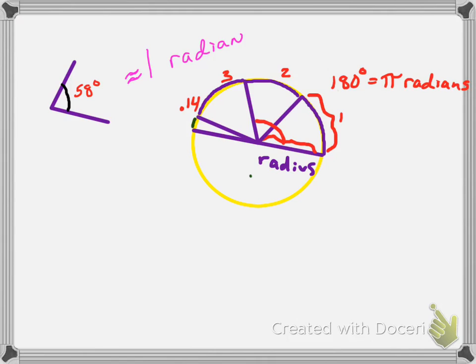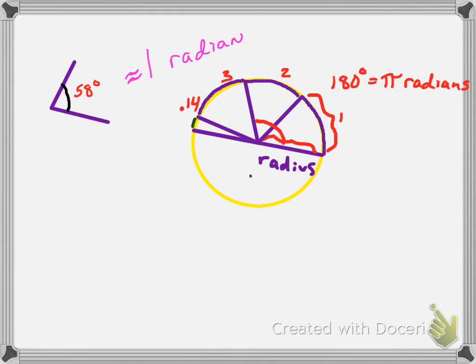180 degrees being pi radians, that is an exact measurement. Not like what I told you before where 1 radian is kind of around maybe 57, 58 degrees. It is exact that 180 degrees is equal to pi radians. So that's the one you want to set up everything with. Not 57, 58. That was just me giving you some scale for what a radian was. So now we start asking questions.